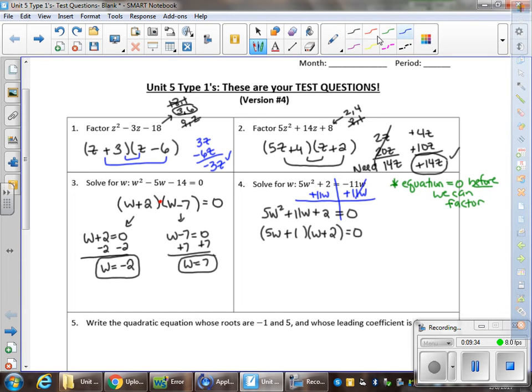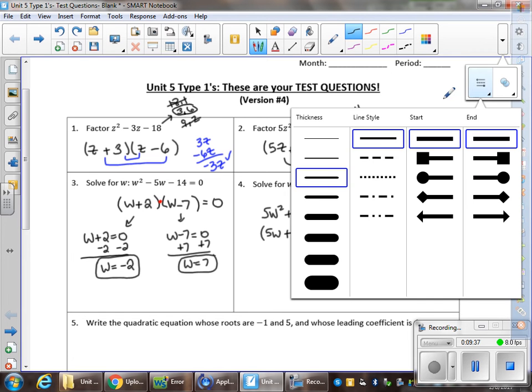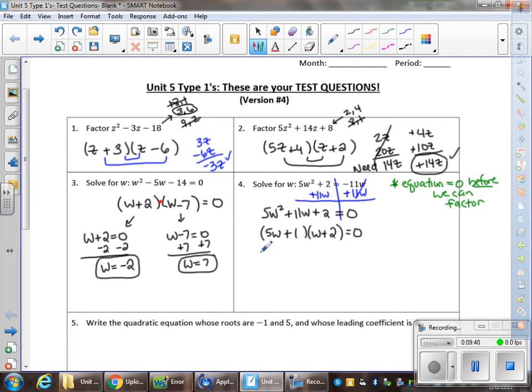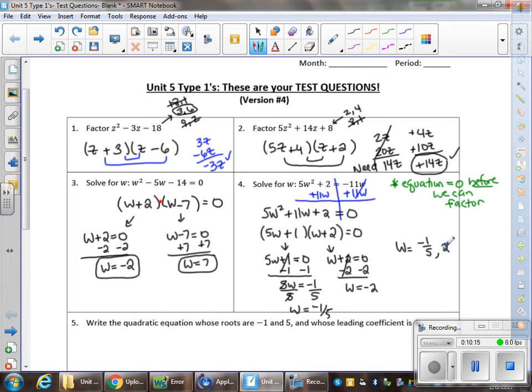So, now from here, the step is the same as it was in number 3. We're going to set 5w plus 1 equal to 0 and w plus 2 equal to 0. Minus 1, divide by 5. W equals negative 1/5. And W equals negative 2. So in ALEKS, my final answer, negative 1/5, comma, negative 2.